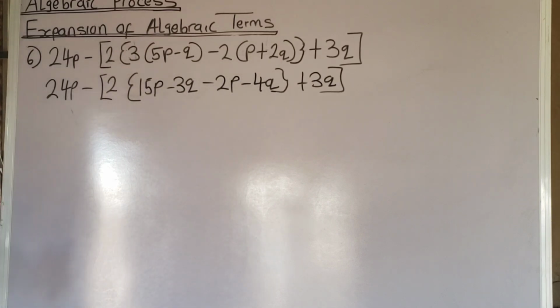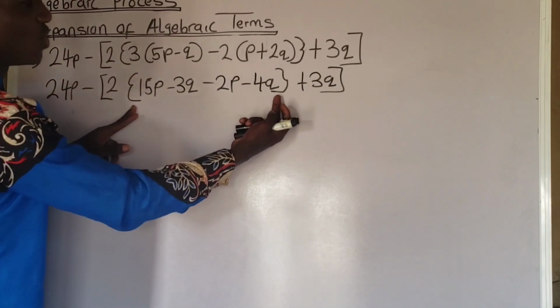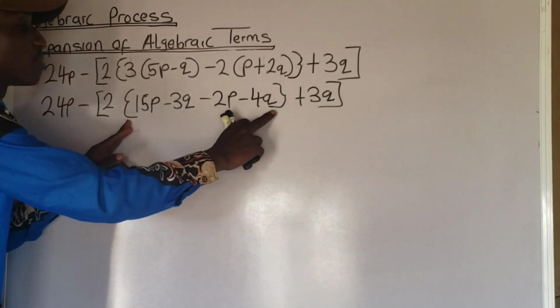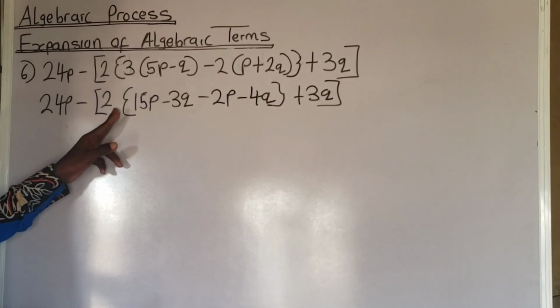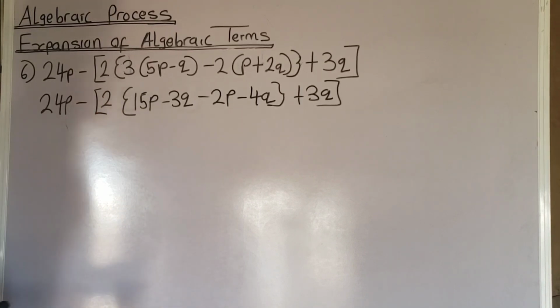Now we are done with the 2 small brackets. We are now going to proceed with this second bracket. We are going to use the coefficient of this second bracket to open the bracket. The coefficient of this second bracket is 2. So I'm going to multiply all the terms here by 2. So let us proceed.